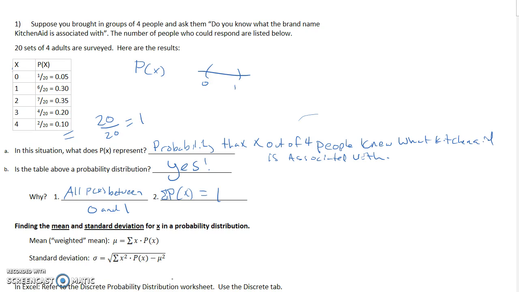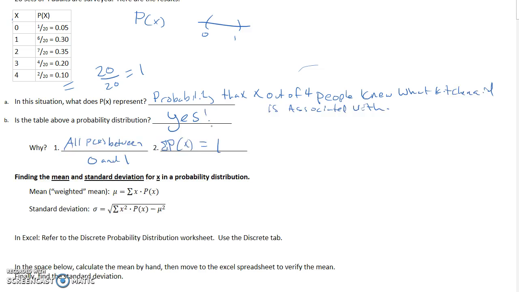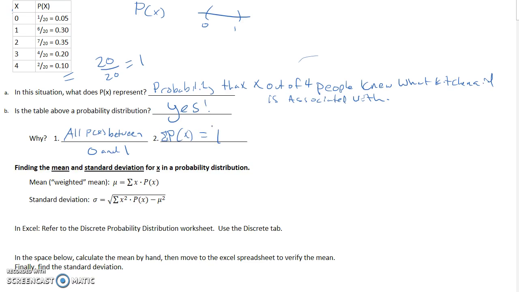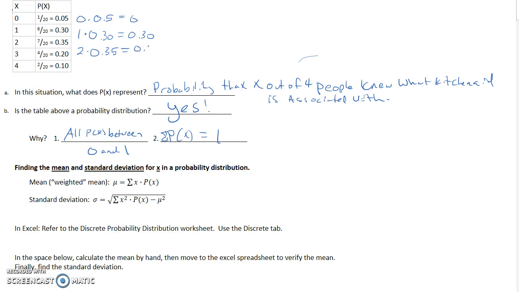But first, the next question says, in the space below, calculate the mean by hand, then move to the Excel spreadsheet to verify the mean and then find the standard deviation. So I'm going to work this up here. Let's calculate the mean. We're going to multiply across. 0 times 0.05 is 0. Then 1 times 0.30 is 0.30. And then 2 times 0.35, which is 0.70.